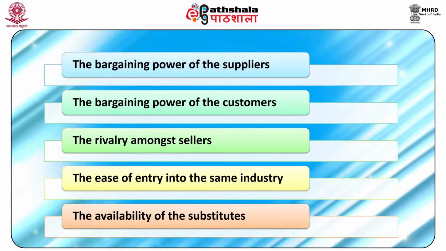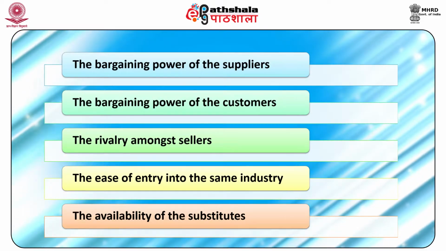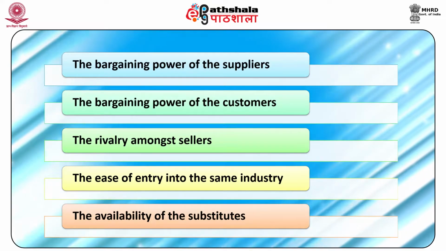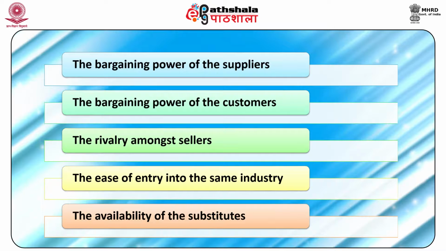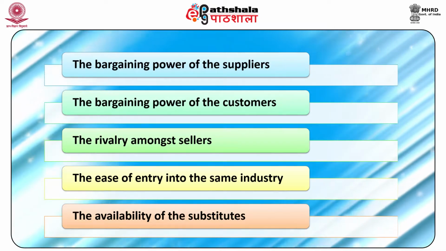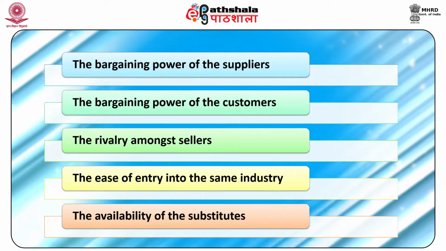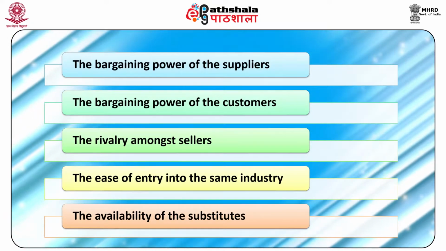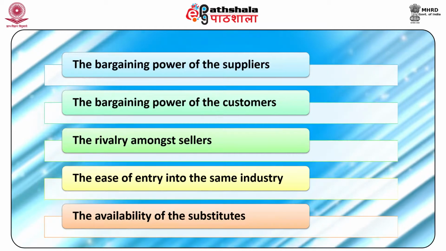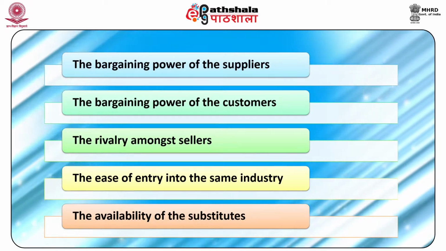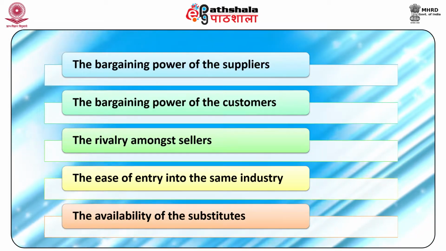Now, the second, the bargaining power of the customers. Again, if the customers are huge, there is a lot of demand for the product and again the firm is a monopoly, that is a single supplier, then obviously the customers do not have a very high bargaining power. Thirdly, the rivalry amongst sellers. Again, if there are very few sellers in the market, let's say again it's a monopoly, then in that case the seller is very, very powerful because he has no other competitors in the market.